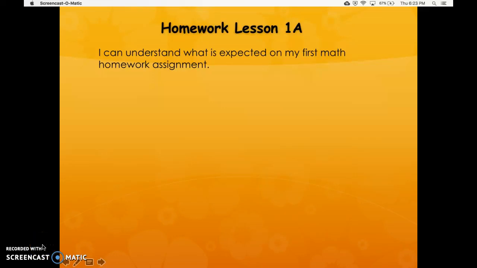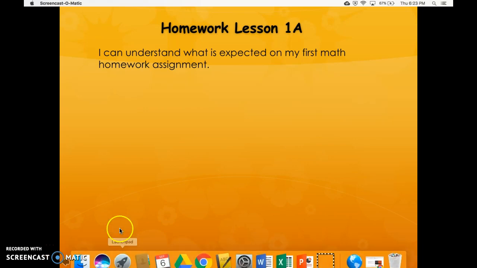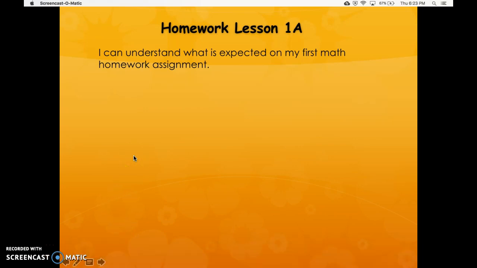All right, I'd like to show you what is expected of you for your first homework lesson. So this is lesson 1A. You should have the paper next to you. And this is different in that you don't need to be taking notes in your math notebook, and you don't have to write down the I can statement. I just want to show you what to expect.